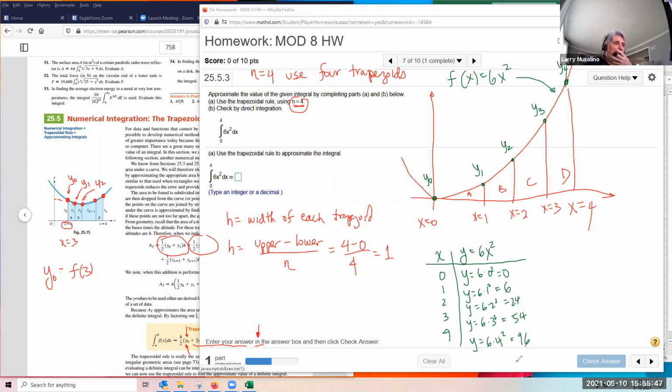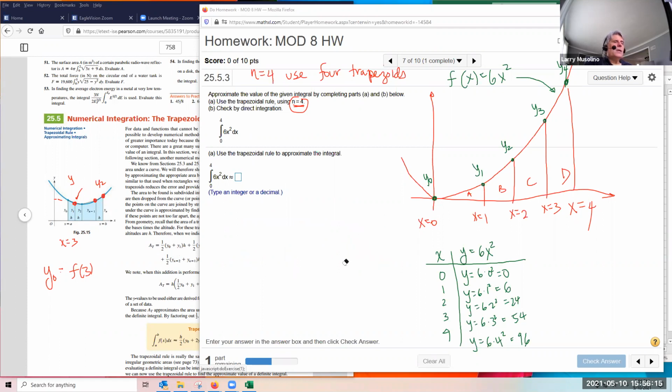Okay. And let me label these according to our trapezoid formula. So let me write down the formula again. Actually, let me write it out. So I'm going to erase this stuff here. All right, so we're ready to find the area using trapezoids.